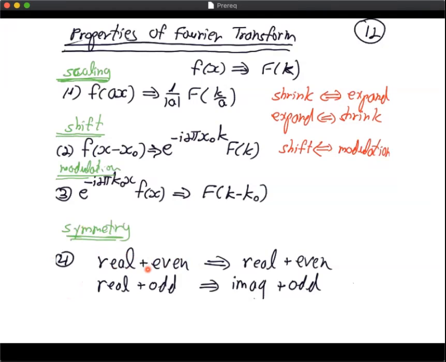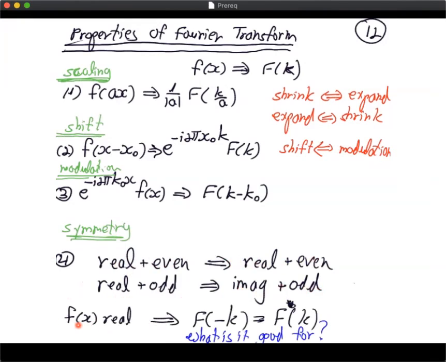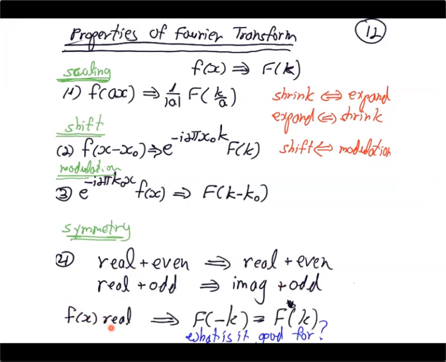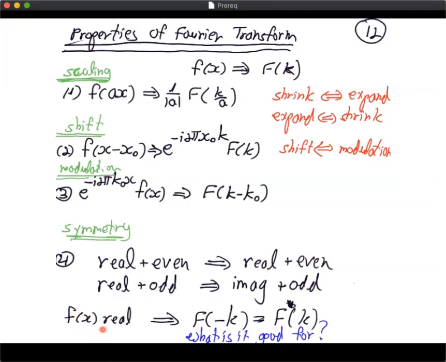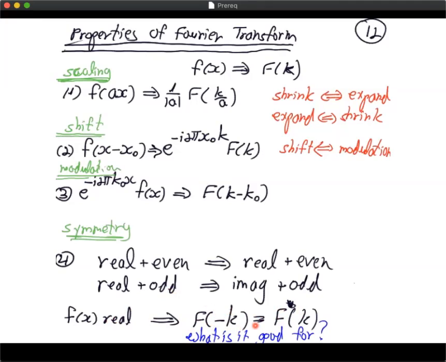Yeah. But those symmetries are important. So real and even results in real and even. Real and odd results in imaginary and odd. That also means that if you have a function which is just real, not even and not odd, then it will have a certain symmetry, and that symmetry will be conjugate symmetry in the frequency domain. So F of minus k would be F conjugate of k.